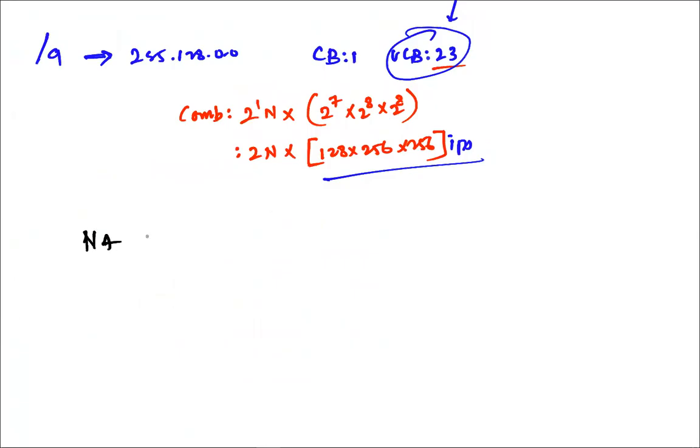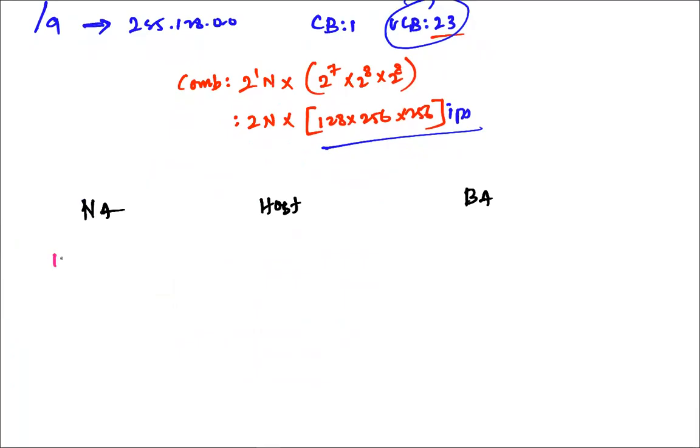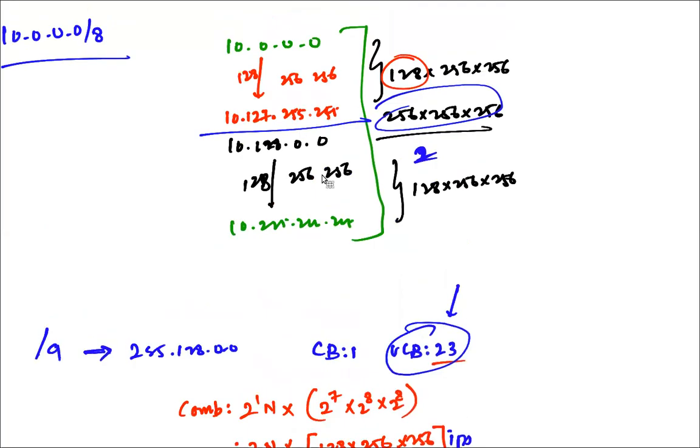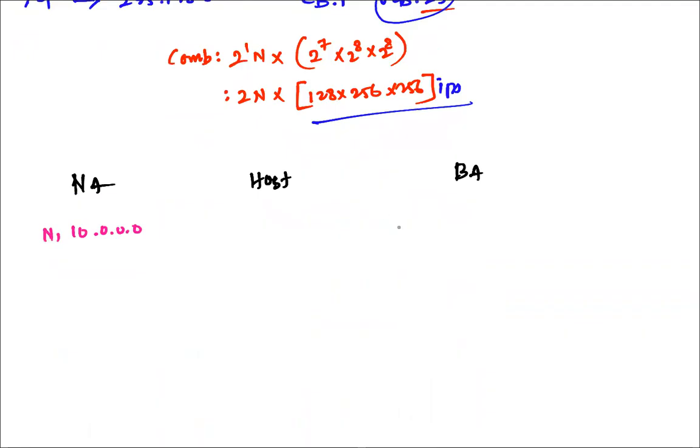Okay. Yes, now we're going to write the network address, broadcast address, and then host IP. Yes, network number 1 is 10.0.0.0. Okay, and we're going to have one more, network number 2. But what is the broadcast IP? Can you guess what is the broadcast IP? We're going to have how many IPs? 128 into 256 into 256. Broadcast is what? Okay, so what is it? 10.127.255.255.